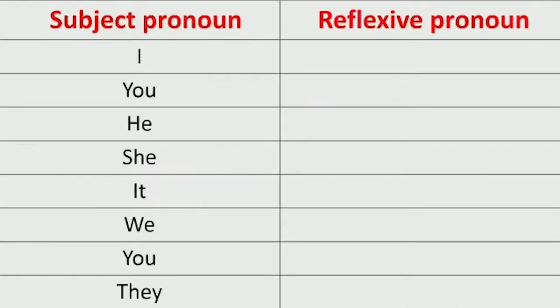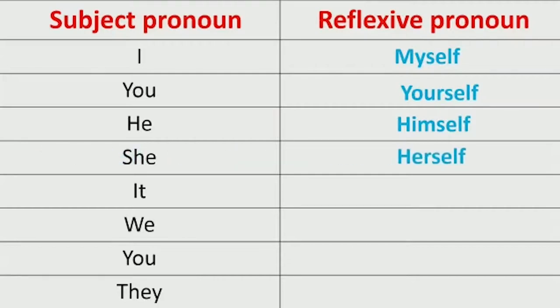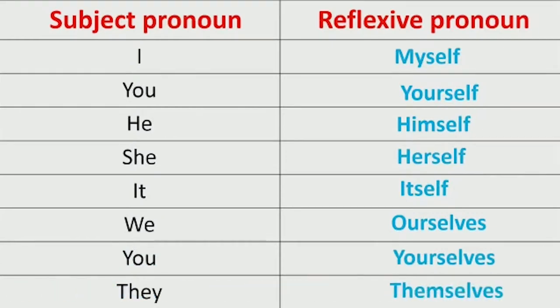So this is just a reminder, so subject pronouns and then reflexive pronouns. So help me with the first one. I, myself, good. You, yourself. He, himself. She, herself, good. It, itself. We, ourselves. You, yourselves, great. They, themselves. Again, the difference between the first you and the other you is that the first one is singular and the second one is plural. Nice.